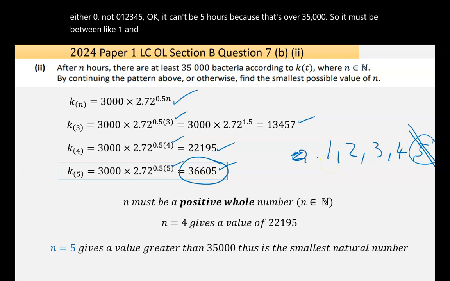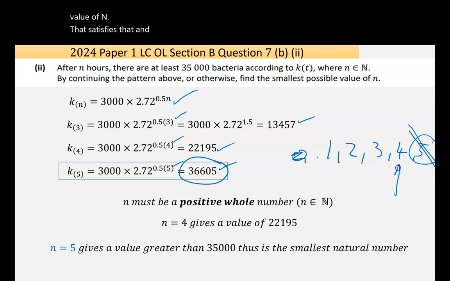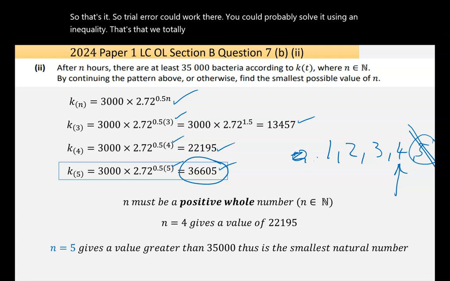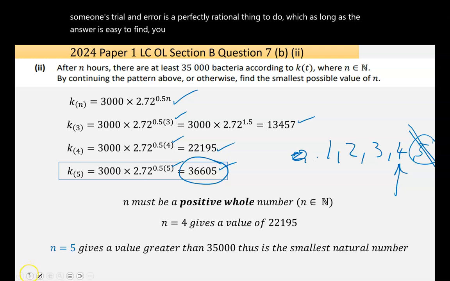And they're looking for the smallest value of n that satisfies that. And that's the answer, n is equal to 4. So that's it. So trial and error could work there. You could probably solve it using an inequality. That'd be totally legit too. You should get 4 as an answer. But sometimes trial and error is a perfectly rational thing to do, just as long as the answer is easy to find. But usually they'll give an indication if it's not.